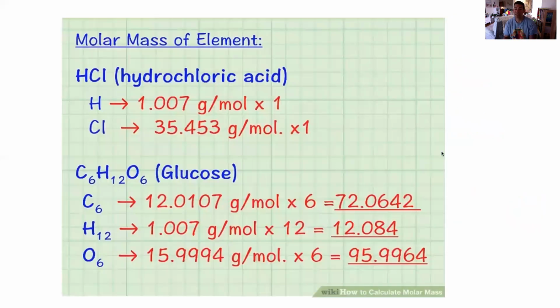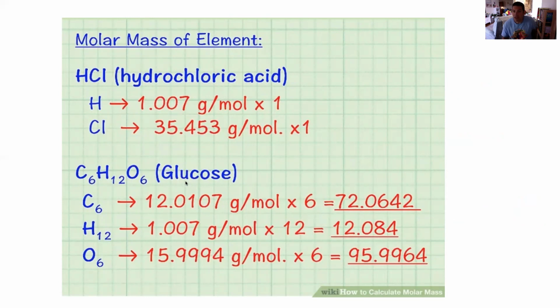Something to remember, that's for pure elements. What if we have a compound? Hydrochloric acid, HCl. Well, hydrogen has a molar mass of 1, we could round, and chlorine is 35.5, and we'll add it up. We're going to get 36.5. We just add them up.